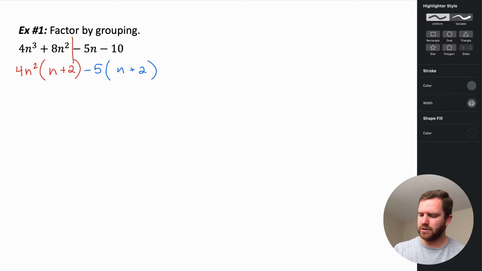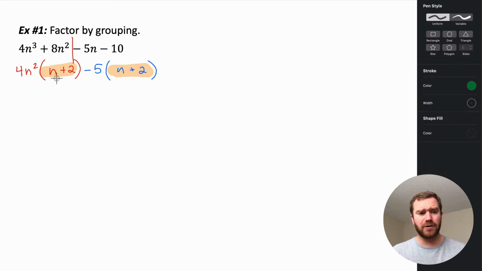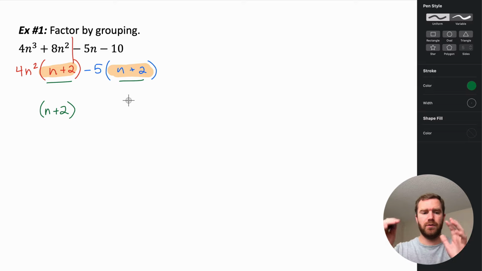Now, something to pay attention to in this is what we have here, right? We notice that this n plus 2 is the same as that n plus 2. And that's actually pretty important, and that's a key thing that you want to look for when factoring by grouping. If you factored by grouping correctly, you should have your binomial group be the same. So this should be the same as this, which means that's actually going to be the first factor of our two binomial products. So n plus 2 is our first factor because it's what they have in common. So we're able to factor that out.